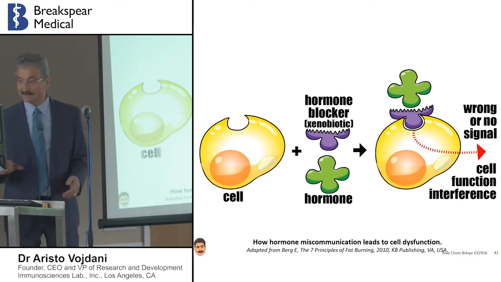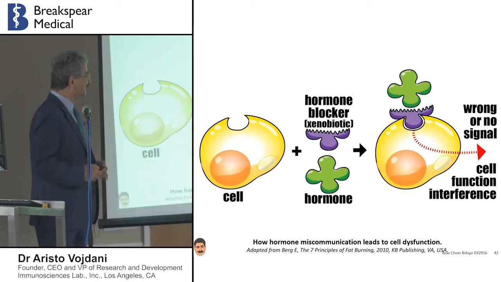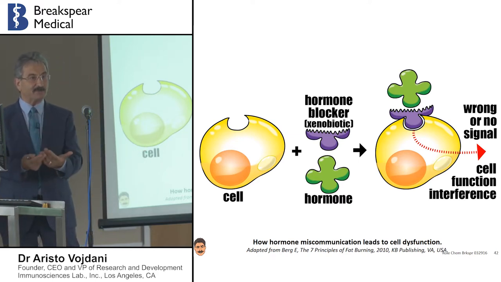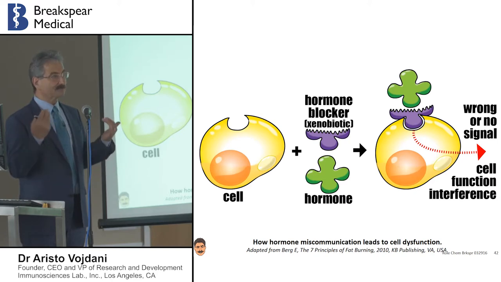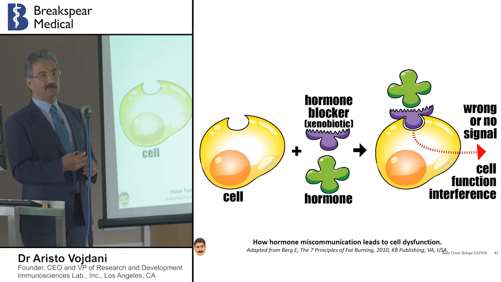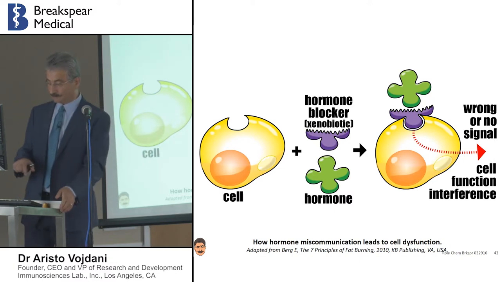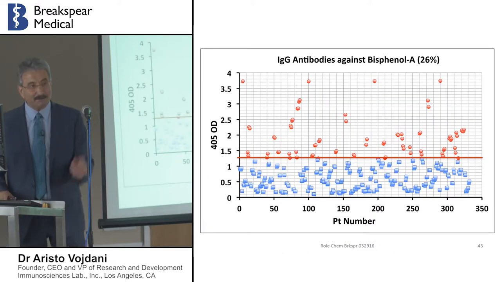In some cases, the chemical looks like a hormone blocker. We call that xenobiotics. The same thing, it binds to the receptor, and the hormone cannot bind, and therefore cell function interference. Simple as that. That's why endocrine disruptors can cause autoimmunity, such as thyroid autoimmunity and other autoimmune diseases. That's the mechanism.